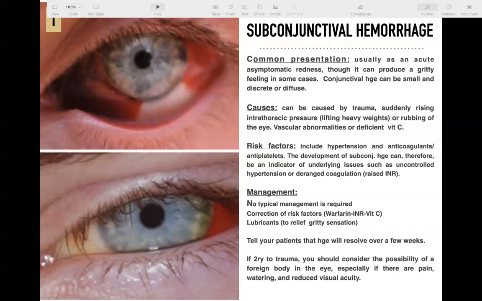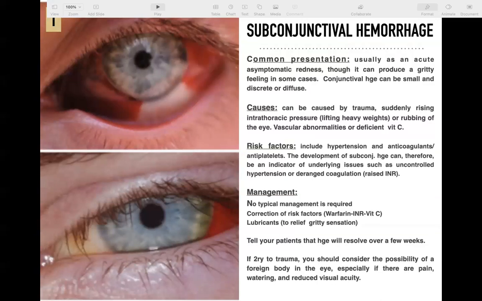And because it's asymptomatic, because it's not related actually to the eye itself, there is no typical management required for this problem. It's a self-limiting problem and could be corrected and resolved spontaneously without any medications. Actually, myself, I don't prescribe any medications for the subconjunctival hemorrhage, just reassurance for the patient.